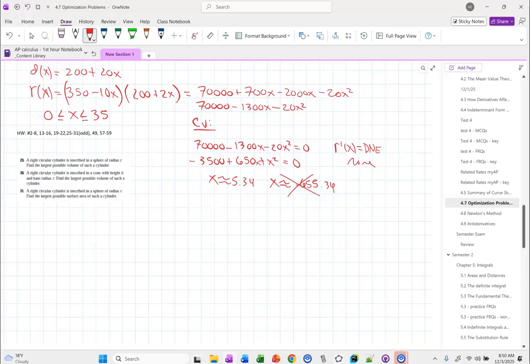So now we just check. I'm going to do R of 0, R of 5.34, and R of 35. Now, I know that R of 0 is 0, right? If I'm charging $0 for my DVD players, I'm not making any money at all. It's a bad deal. If I do 0, I get 350 times 200. That's 70,000, I think. And then if I plug in 5.3, it's a lot of discounts.